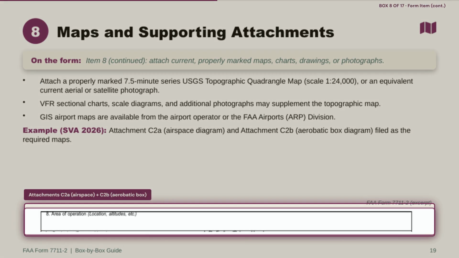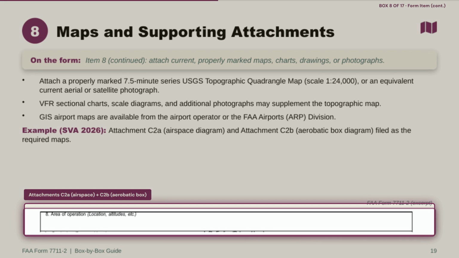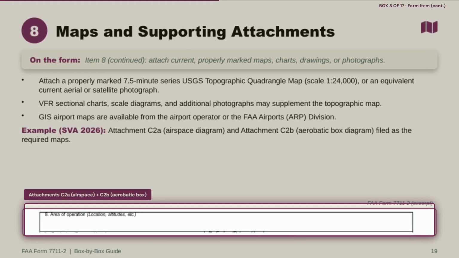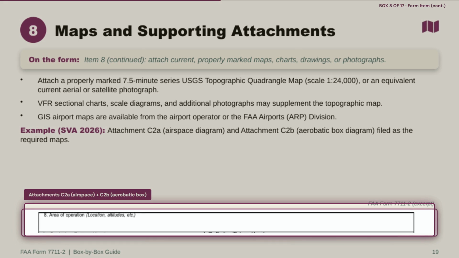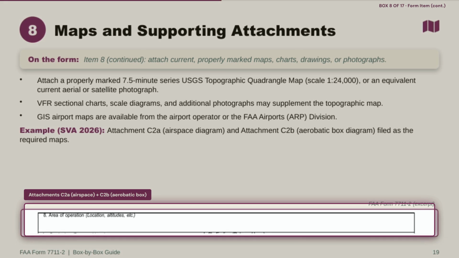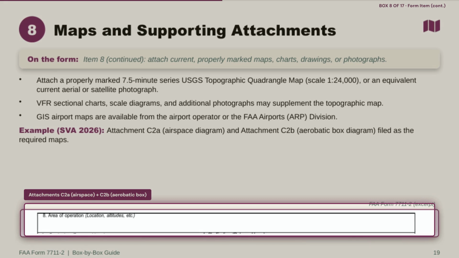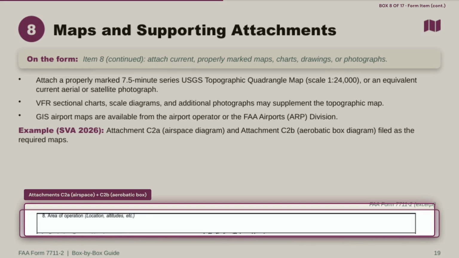Item 8 has one more requirement: attach current, properly marked maps, charts, drawings, or photographs. Specifically, you need a properly marked 7.5-minute series USGS topographic quadrangle map at a scale of 1 to 24,000, or an equivalent current aerial or satellite photograph. VFR sectional charts, scale diagrams, and additional photographs can supplement that base map, and GIS airport maps are available from the airport operator or the FAA Airports Division if you need a starting template.